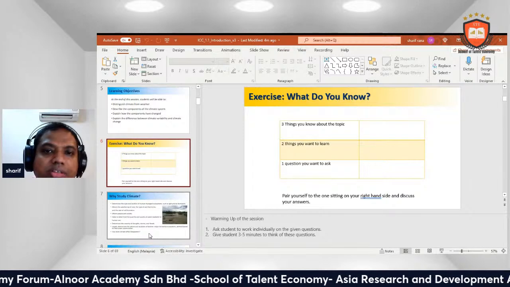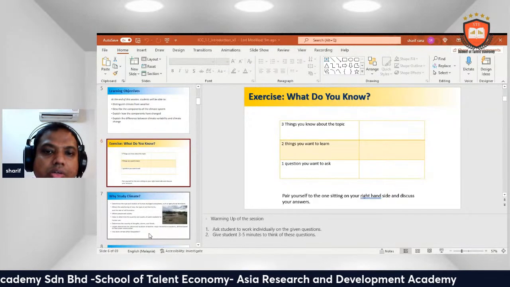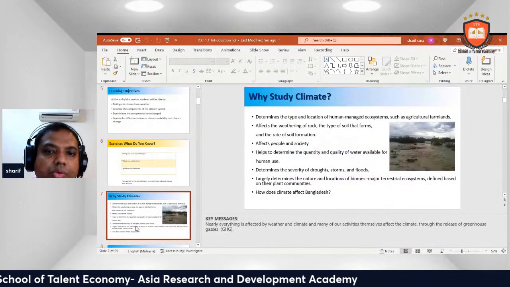Exercise: what do you know? Things you know about the topic, things you want to learn, questions you want to ask. Why study climate change?